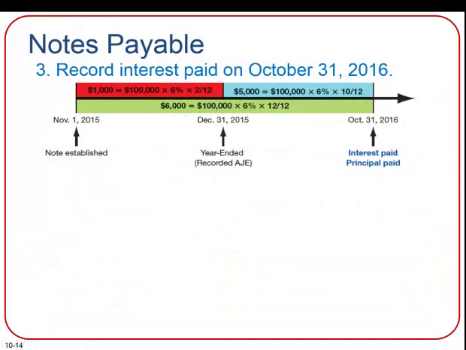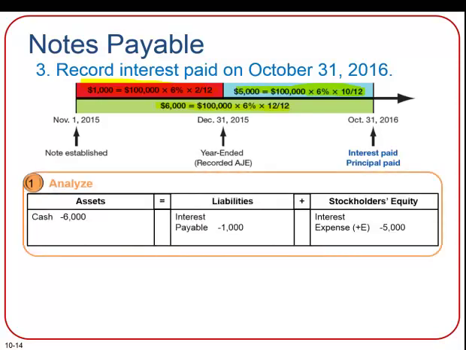The third key event in accounting for our notes payable is to pay the interest when due. So as shown on this timeline, the $6,000 interest payment, so that's the full amount of interest, $100,000 principal times 6% times the full year is $6,000. That includes the $1,000 that we already accrued for the year ending 2015, and then $5,000 for the 10 months during 2016.